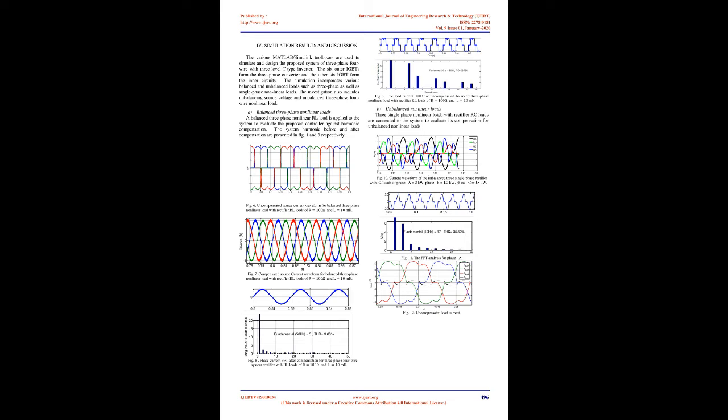Fig 1. 3-phase 4-wire active power filter with a 3-phase 3-level T-type converter. Fig 2. Robust modified RC structure.